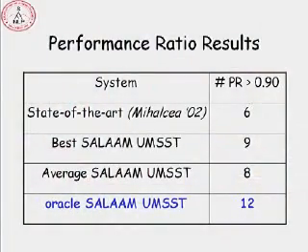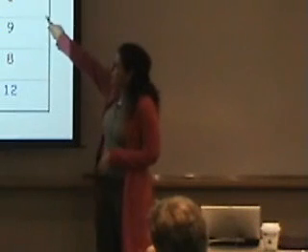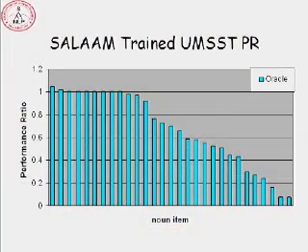Just another point before I move on: the state of the art until this paper was published, on exactly the same data set with a very similar approach to this problem, was by Rada Mihalcea. She got six items with a very high performance ratio compared to a supervised system trained on manually tagged data. Our best SALAAM approach gets you 9 of those items with a very high performance ratio. The average one gets 8. And then the oracle gives you 12 of those items, very, very close to what you get from the manually annotated data as training data.